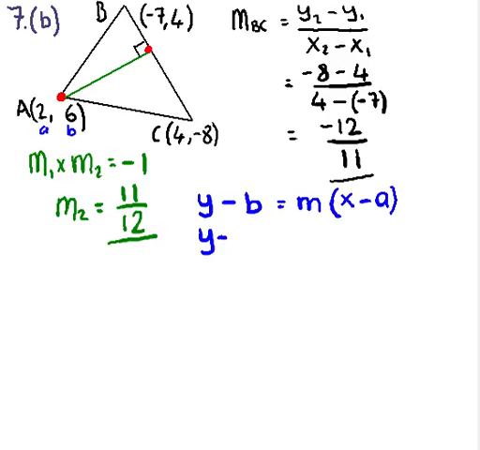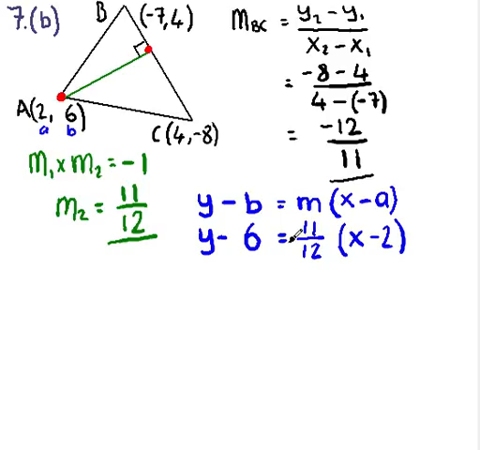So that's y minus 6 equals m, which is 11 over 12, x minus a, which is 2. So that's quite an important point. It's very easy to make mistakes in these questions, and a silly mistake like that can lead you into all sorts of difficulties, making the question sometimes a lot harder than it otherwise would be.